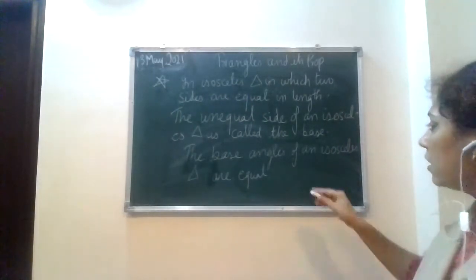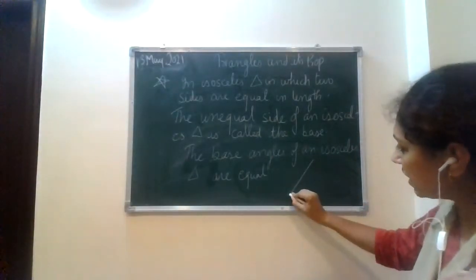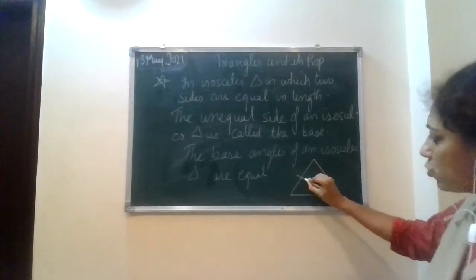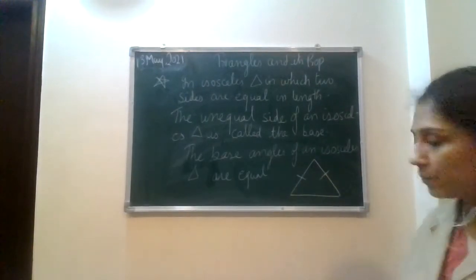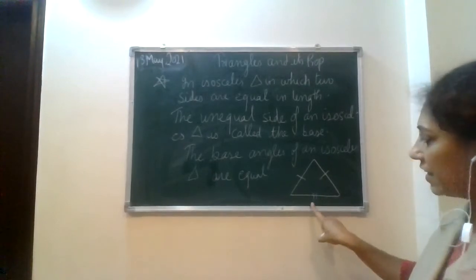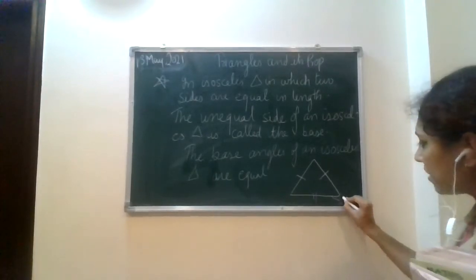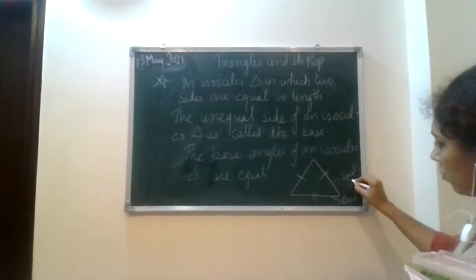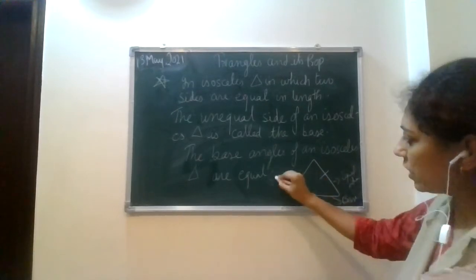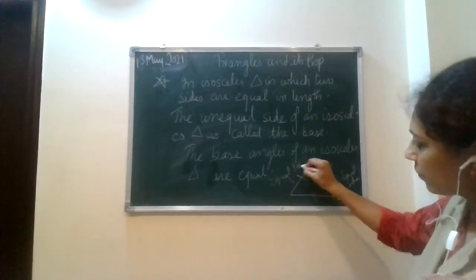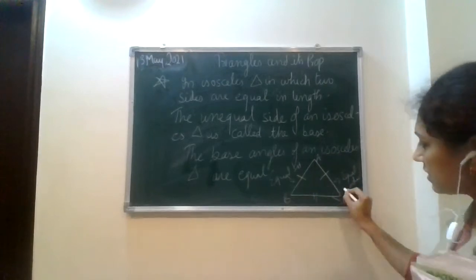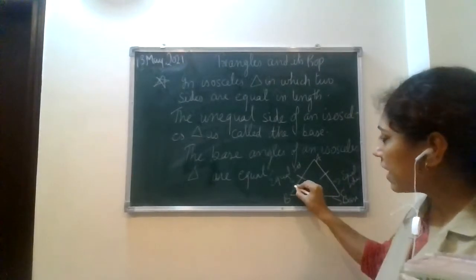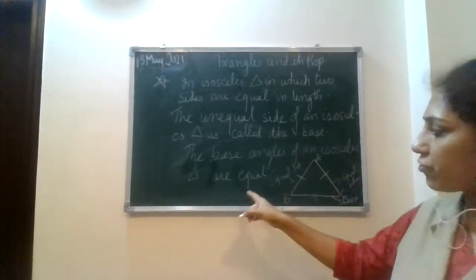So I'm going to draw a very easy isosceles triangle. See here, how am I going to draw? These two sides are equal, and this side is unequal, so we'll consider this side as the base and these as equal sides. A, B and C, I named it also. The property says that the base angles of an isosceles triangle are equal.